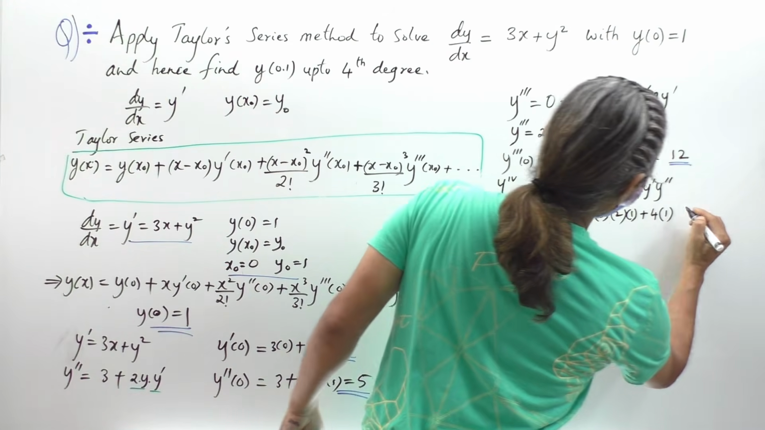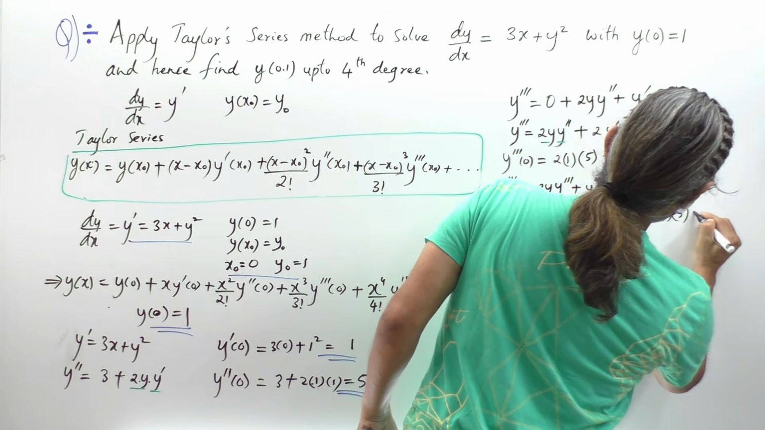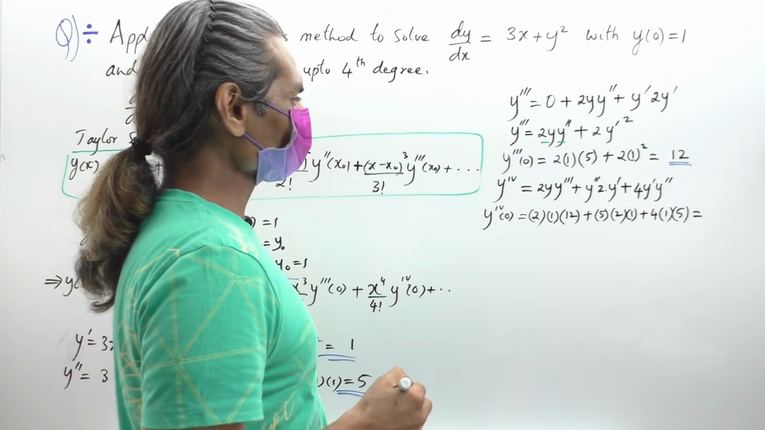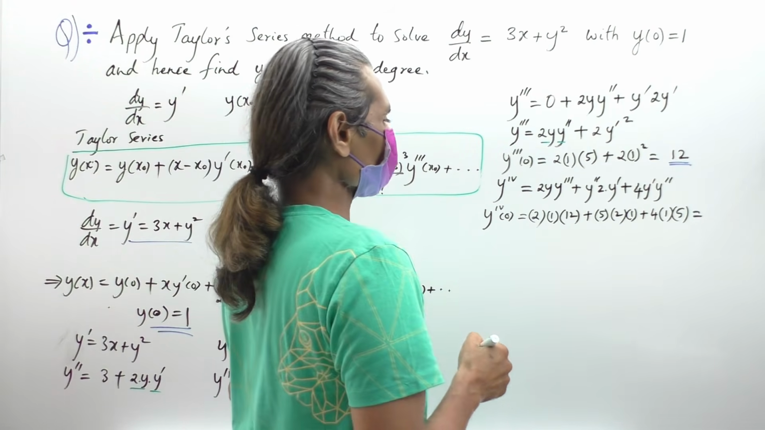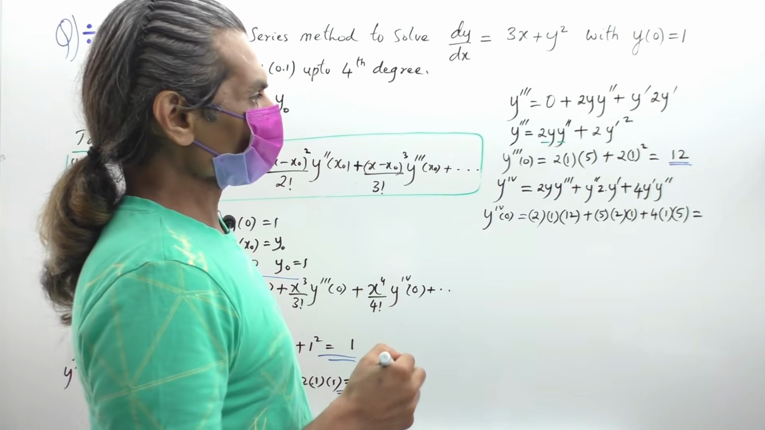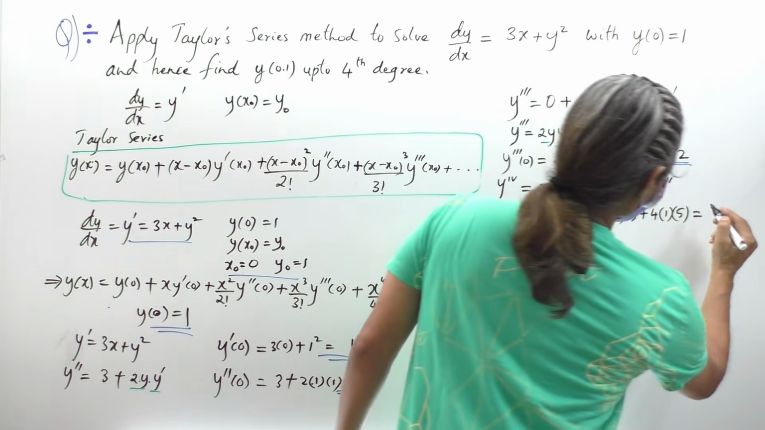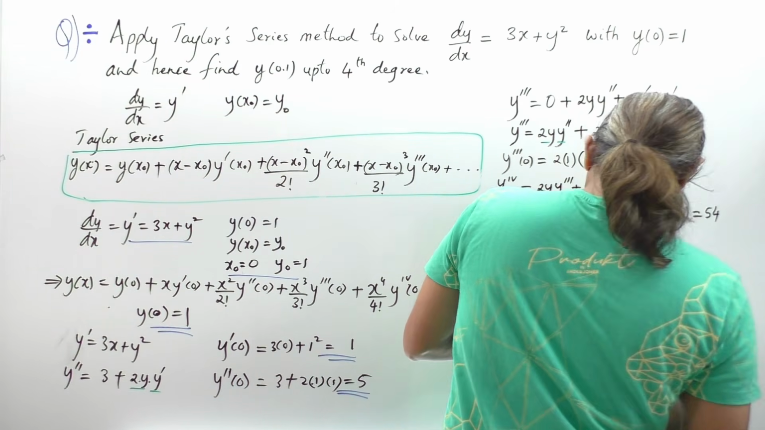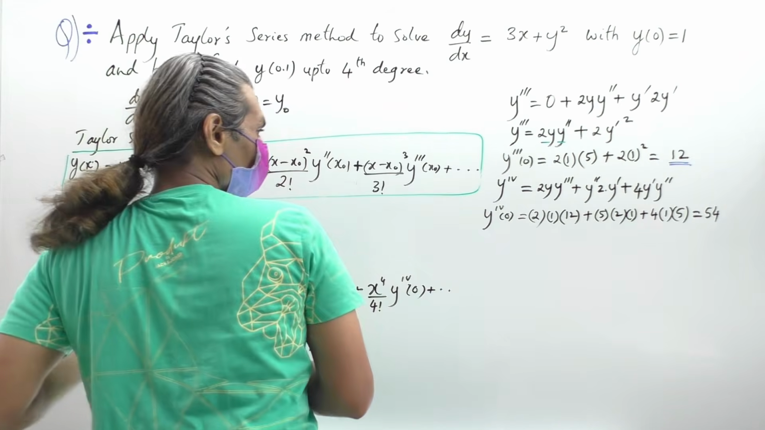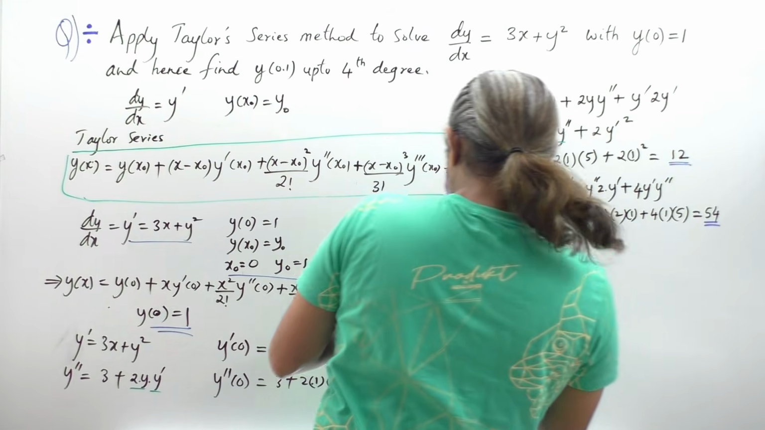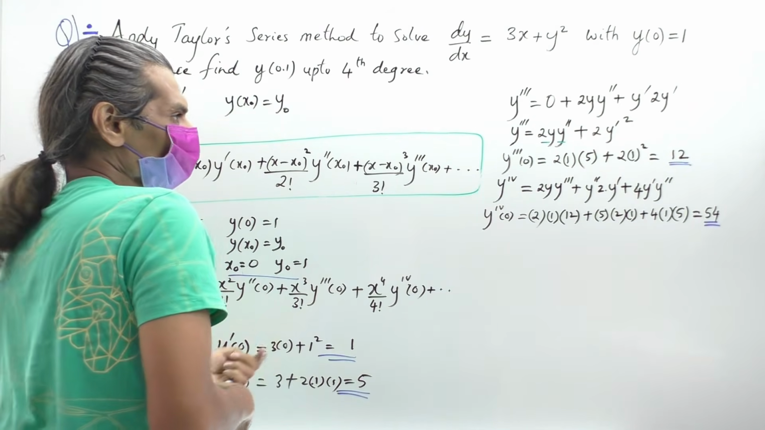Perfect, into 5. So let's evaluate this now. 24 plus 10 is 34, and 34 plus 20 is 54. That's the answer. That's it. Okay, I hope you understood this clearly.